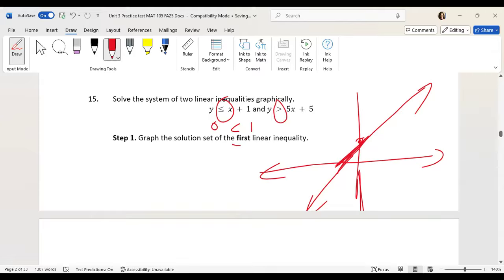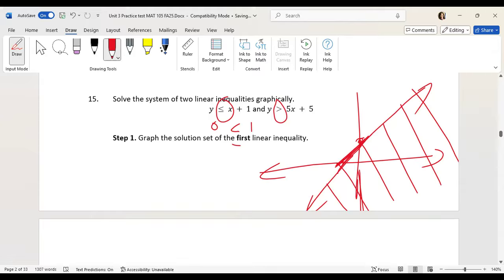I picked the point 0, 0 and I plugged it in here. 0 is less than or equal to 1 is correct. So the solution region for this one, I'm going to shade with red, and then I'll shade the other one with another color. The solution region is the half plane down.